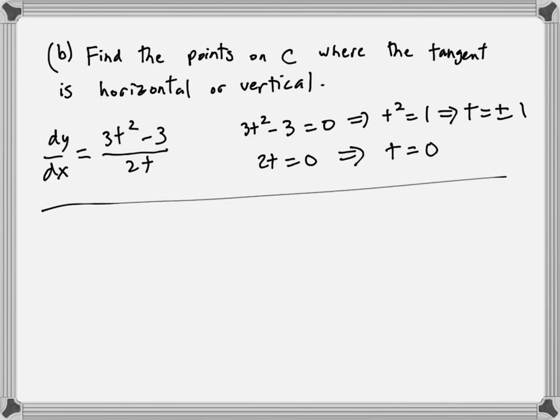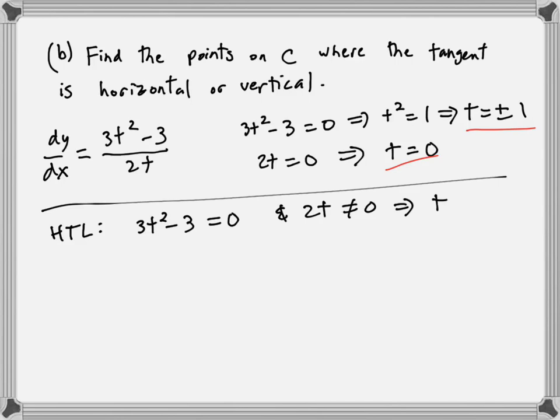So, where are my horizontal tangent lines? Remember, horizontal tangent lines occur where we get 0 here for dy dx. This means that 3t squared minus 3 must equal 0. And 2t does not equal 0 there, but let's not worry because none of these values intersect each other, right? And so what did we just find out? This means that this happens where t is equal to plus or minus 1. Okay?